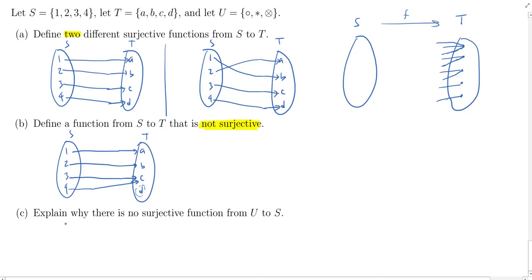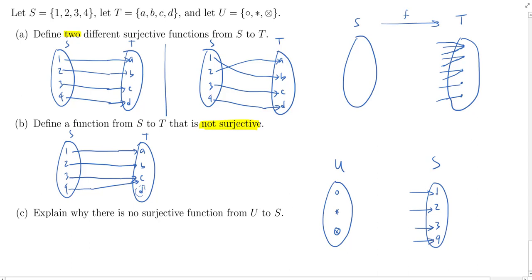Okay, final question. Explain why there is no surjective function from U to S. So U we haven't used yet. Let's say we wanted to have a surjective function from U, and U consists of the circle, the asterisk, and the tensor product sign. And then S is our 1, 2, 3, 4. So say we wanted to have a surjective function. That means everything in S has to be hit. So there needs to be an arrow going into each one of these.